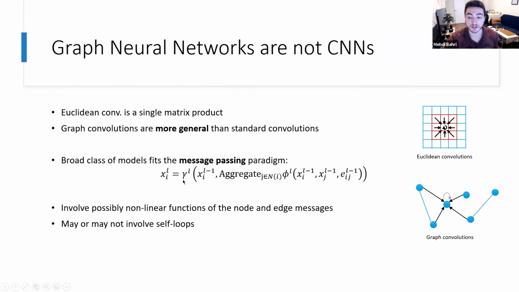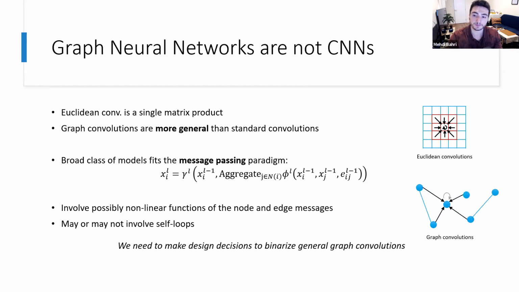in this case a node, are updated as a potentially nonlinear function, here gamma, of the previous feature map, as well as aggregated messages from the node itself, the neighbors, and the incident edges. This may or may not involve self loops. We may or may not have nonlinear functions of the node and edge messages, but all in all, this is a much broader formulation than Euclidean convolutions. And this shows that we need to make more design decisions when binarizing general graph convolutions than for standard CNNs.